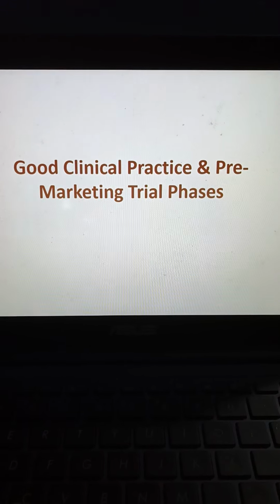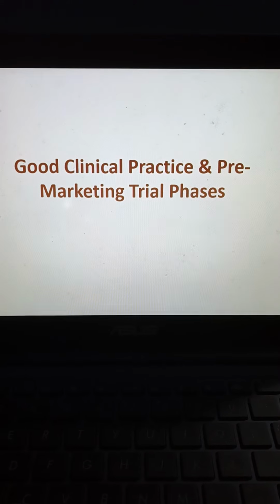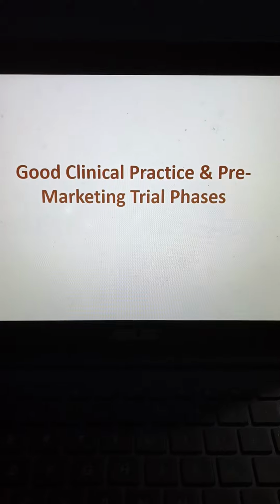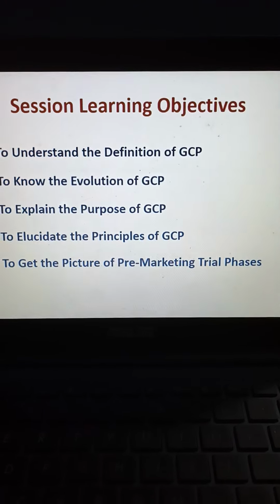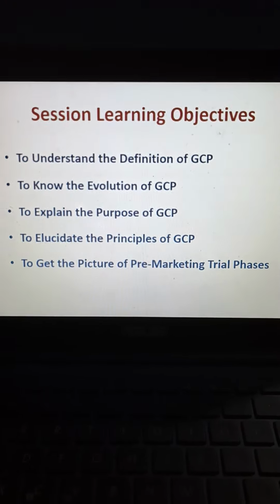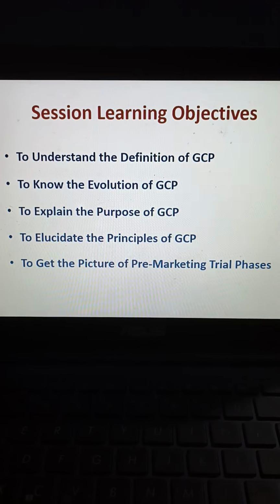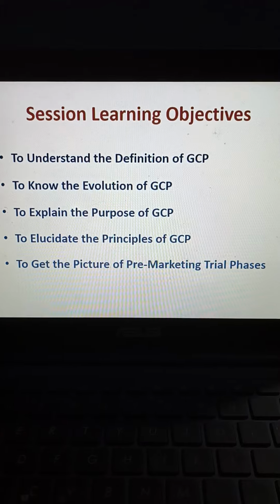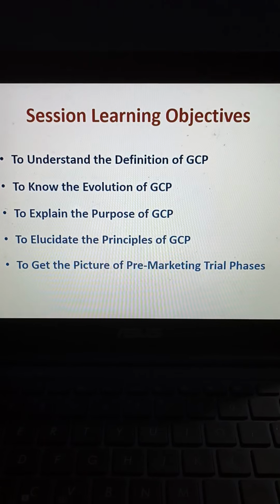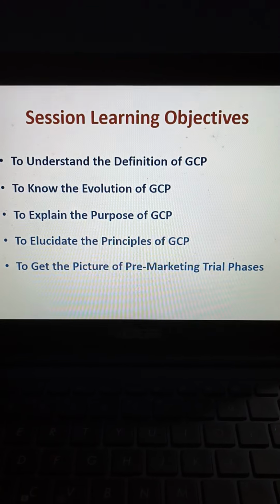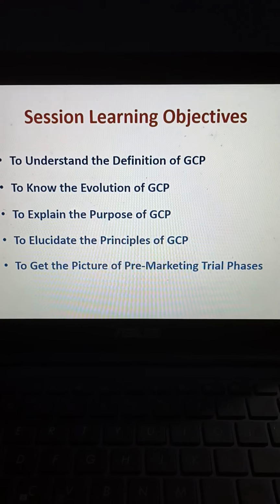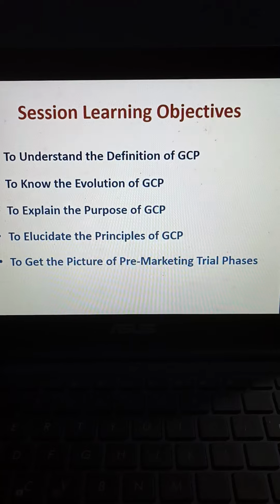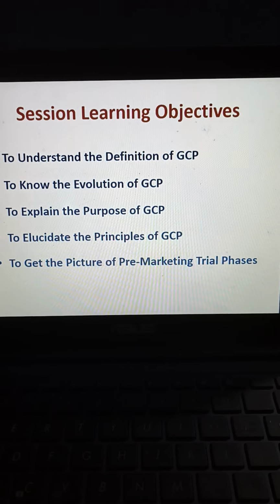I am Dr. Satyabrata, MD DM clinical pharmacologist, and today I am going to discuss good clinical practice and pre-marketing trial phases. So, today's session learning objectives will be to understand the definition of good clinical practice, to know the evolution of GCP, that is good clinical practice, to explain the purpose of good clinical practice, to elucidate the principles of good clinical practice, to get the picture of pre-marketing trial phases.